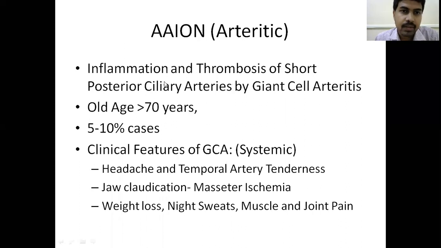So arteritic is inflammation and thrombosis of the short posterior ciliary arteries. I told you there is inflammation of the arteries. And usually giant cell arteritis is a very common condition, more common in Western countries, usually seen in old age, more than 70 years. 5 to 10% of cases of giant cell arteritis contribute to this AION. And clinical features are systemic, like headache and temporal artery tenderness.